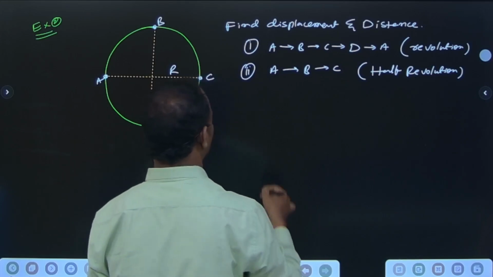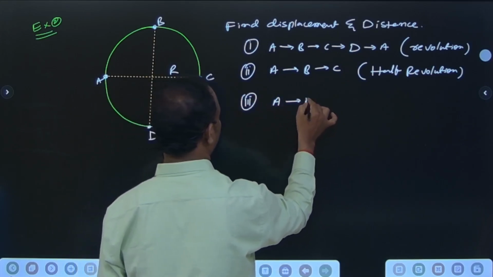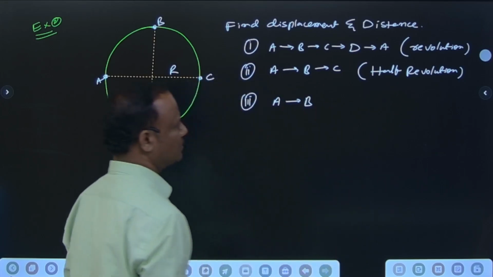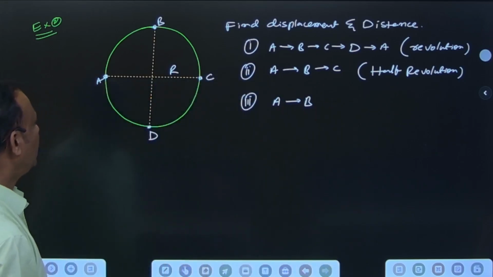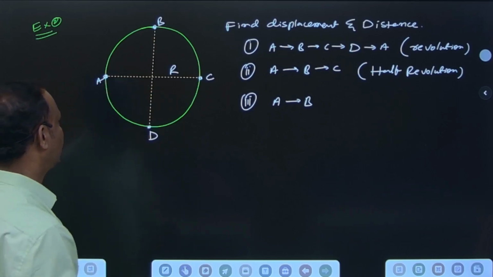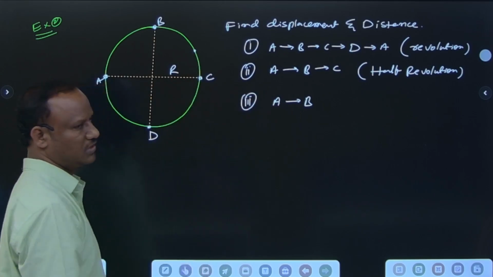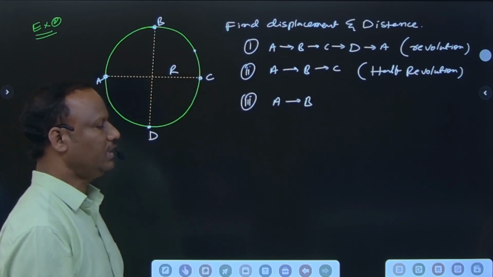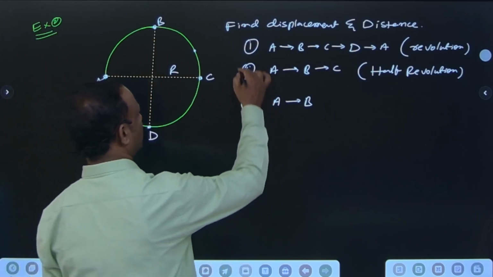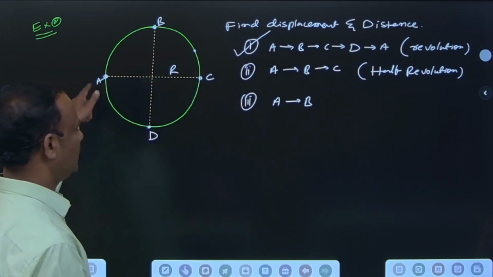Okay. So next one, for the third one is about A to B. So this is 1/4 of revolution. And anywhere making some angle theta, for example, it came to from this point. So what is the displacement and the distance? This will be calculated.